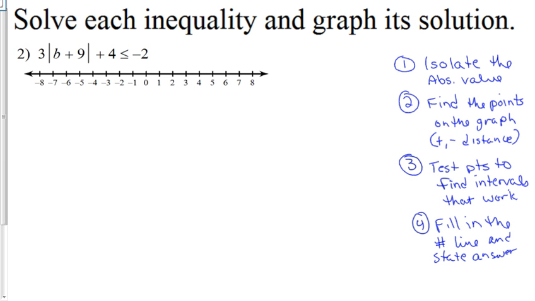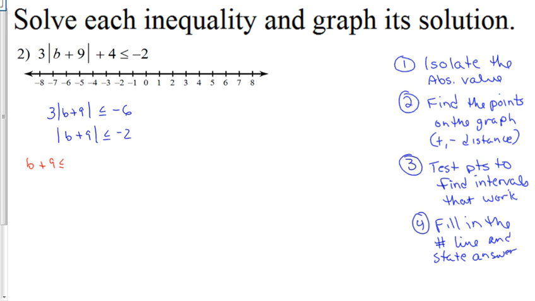Isolating would be subtract 4, then divide both sides by 3. There it is, isolated. Now we're going to find the points on the graph. I'll do that in red again. So remember, we have a positive distance and we have a negative distance.